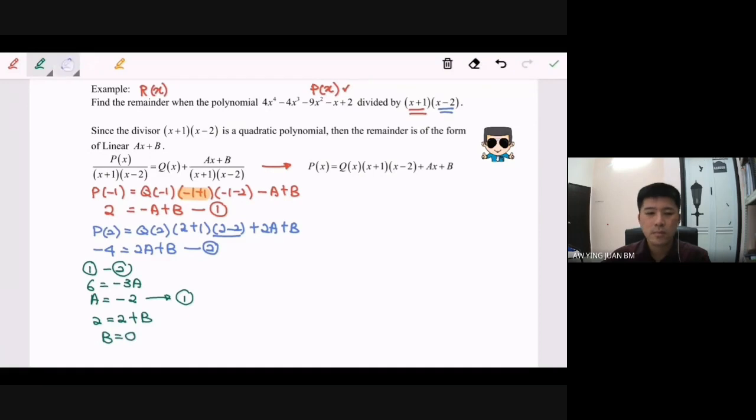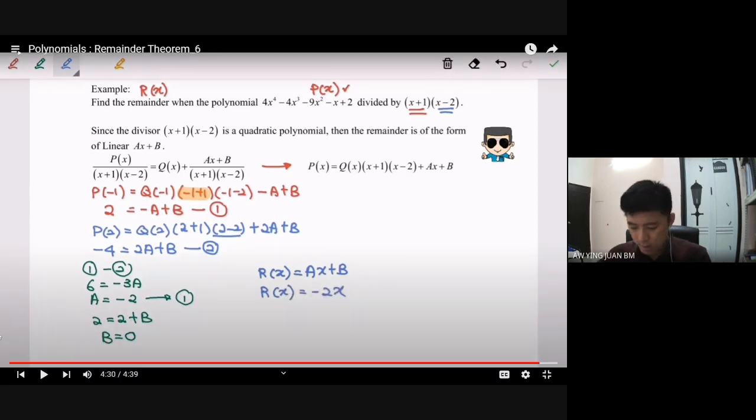So now the question asks us to find what is the remainder. So in here, remainder R(x) will be equals to ax plus b, as we mentioned earlier. So by substituting the value a and b, our R(x), or we call the remainder, will be equals to negative 2x. Nampak? Menjawab soalan. Faham? So soalan ni, take note, letak bintang, special case.